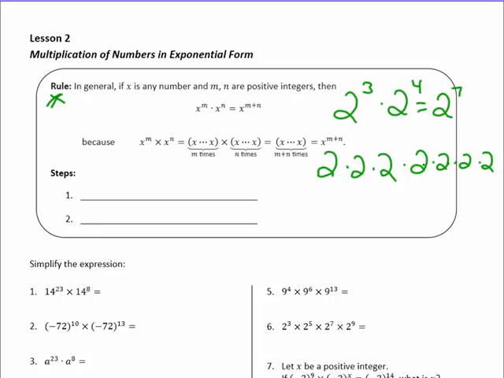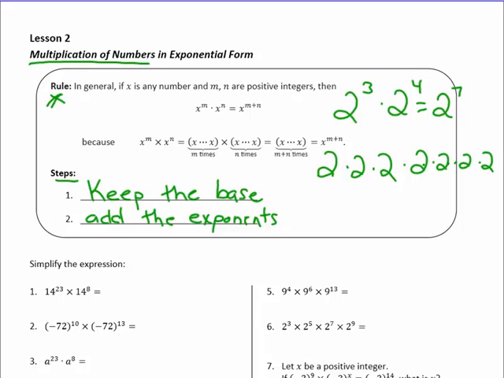So that's what this shows, but it shows it using very specific math terms. We're showing here m times, n times, put them together, m plus n times, and that's how you would get yours. So our steps: we're going to keep the base, and we're going to add the exponents. So that's a shortcut. When we have multiplication of numbers in exponential form, these are the steps that we're taking.